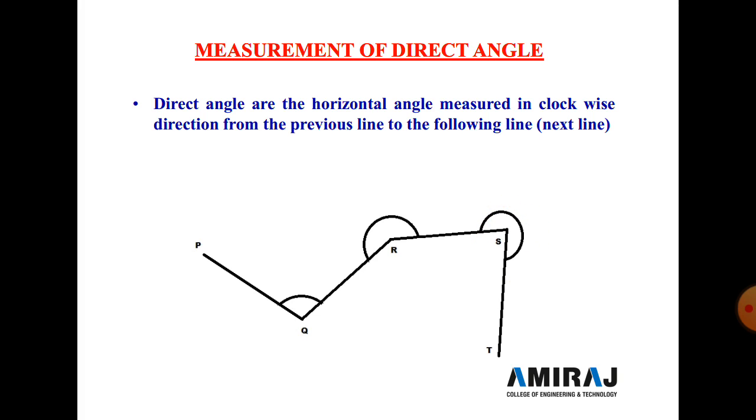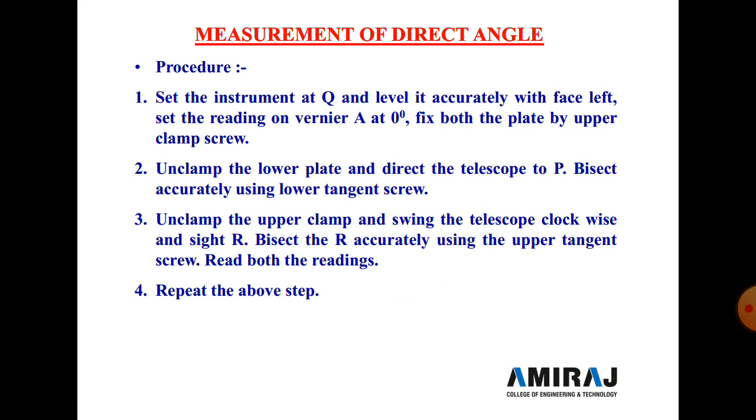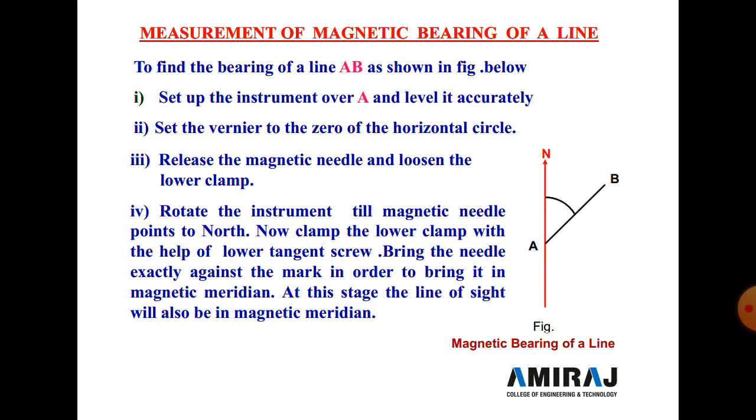And if we require the inside angle, this angle, then 360 minus the outer angle, so we get the inner side angle. Clear? So this is the measurement of the direct angle, and this is the procedure. Now next is the measurement of the magnetic bearing of a line.